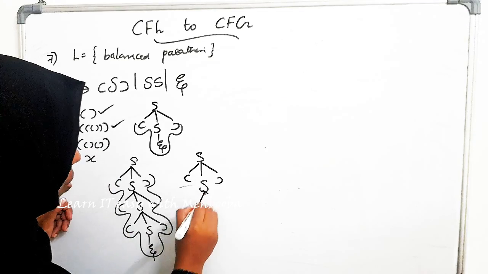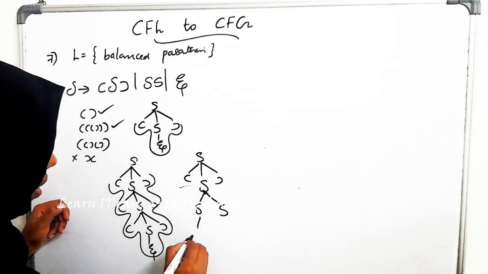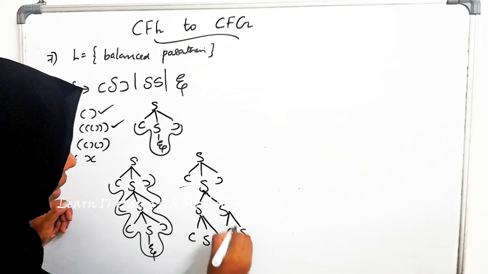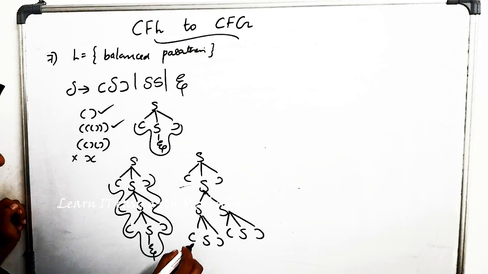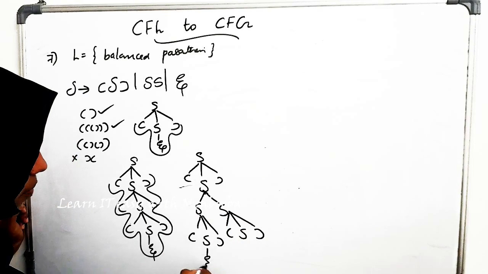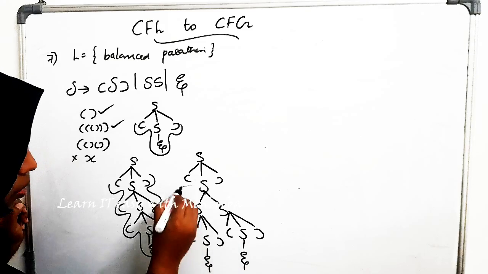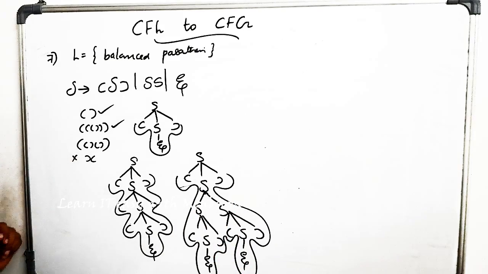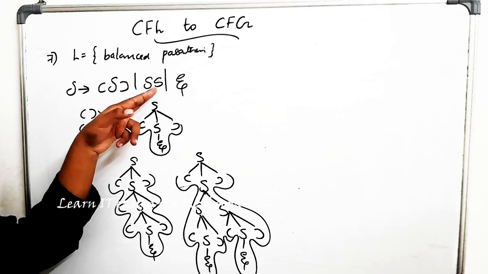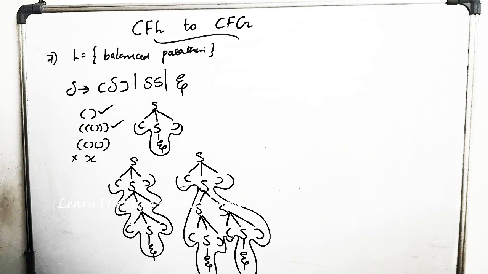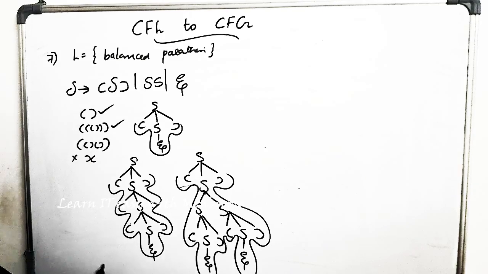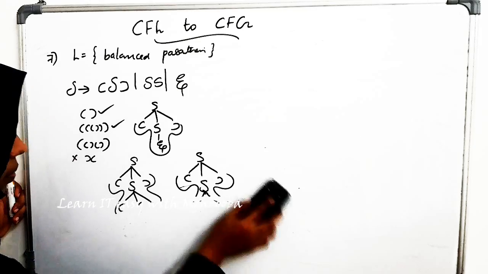So you derive S to SS. Now this S can be derived as opening bracket, S, closing bracket. This S can be derived as opening bracket, S, closing bracket. Now you can replace this by epsilon. You can also replace this by epsilon. So opening bracket, closing bracket, opening bracket, closing bracket, exactly like this. So this production can be used to create any number of repeating S, any number of repeating openings and closings like this. Okay, so it is working. So we will move on to the next example.